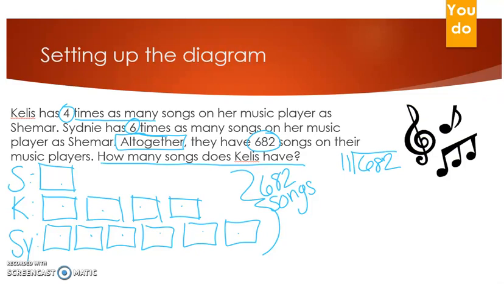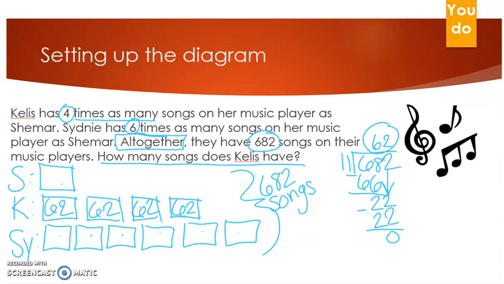So 11 cannot go into 6, so we have to move over a place value. So now 11 can go into 68 6 times, and 11 times 6 gives us 66. We can subtract that. That gives us 2. Bring down this 2. 11 times 2 gives us 22. Subtract that. That gives us an even number of 62. So the question's asking, how many songs does Khalees have? So let's go ahead and put the number 62 in each of just Khalees's boxes.